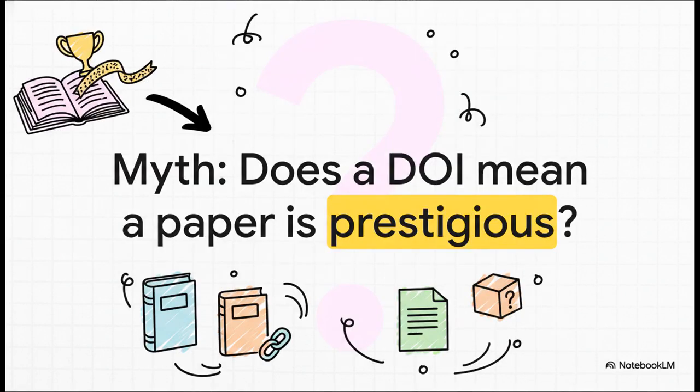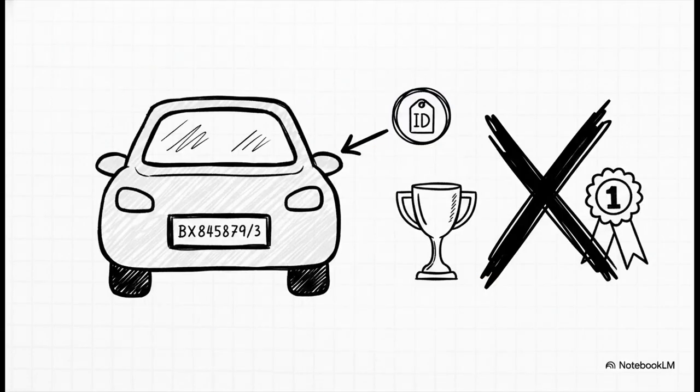All right, let's tackle myth number 1. There's this common idea that if something has a DOI, it must be from some high-quality, super prestigious source. But the reality is way simpler. A DOI is just an identifier. Think of it like a license plate for a document. It tells you what it is and where to find it, but it tells you absolutely nothing about the quality or the impact of the research itself.